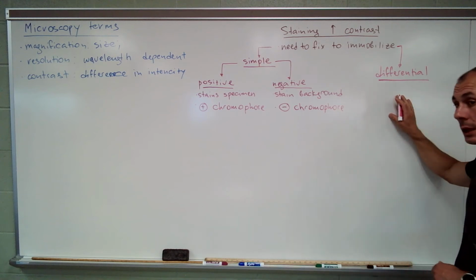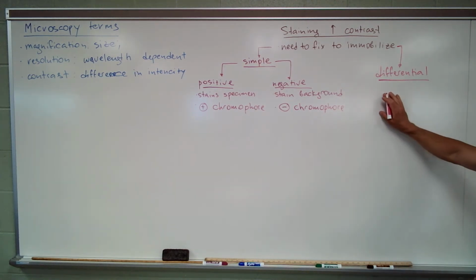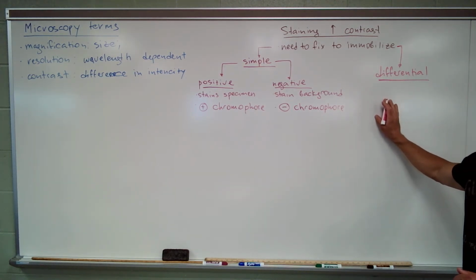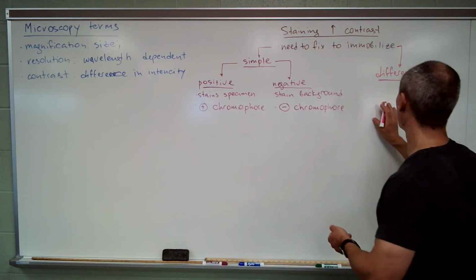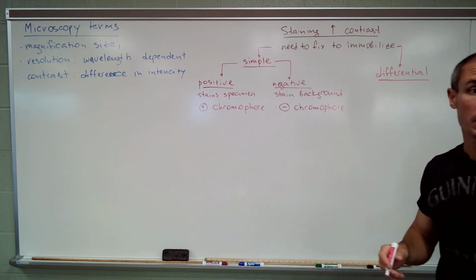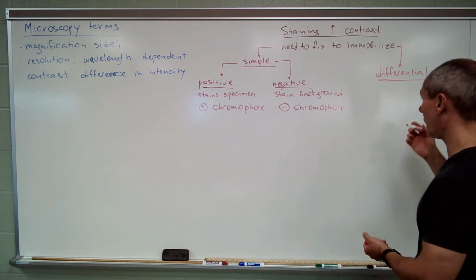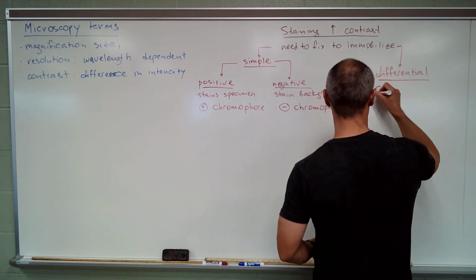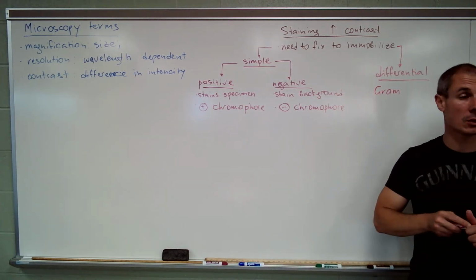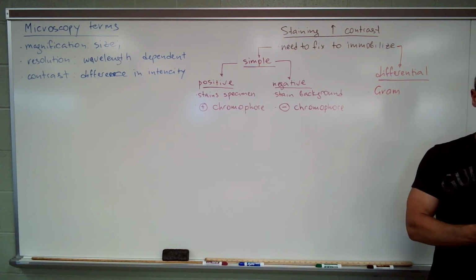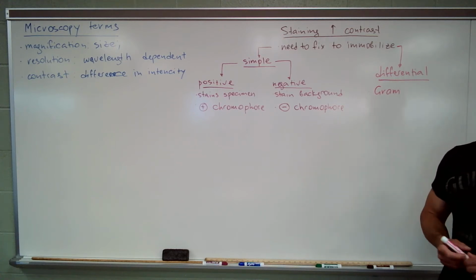So differential stains stain different cells in different ways. Does that make sense? There are 5 stains that you need to know, and I'll explain what I mean by that. Gram stain, we already discussed it. It allows you to distinguish cells with a different structure, the cell wall.